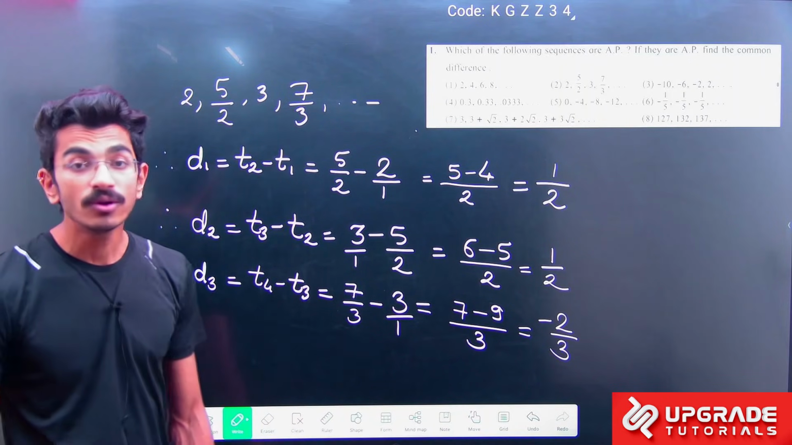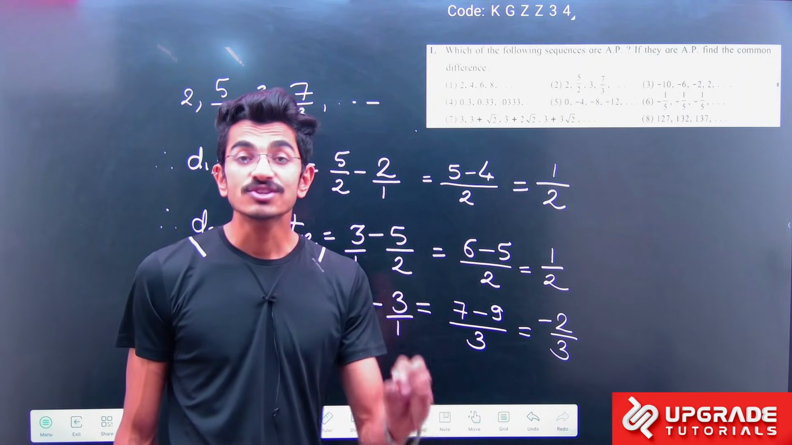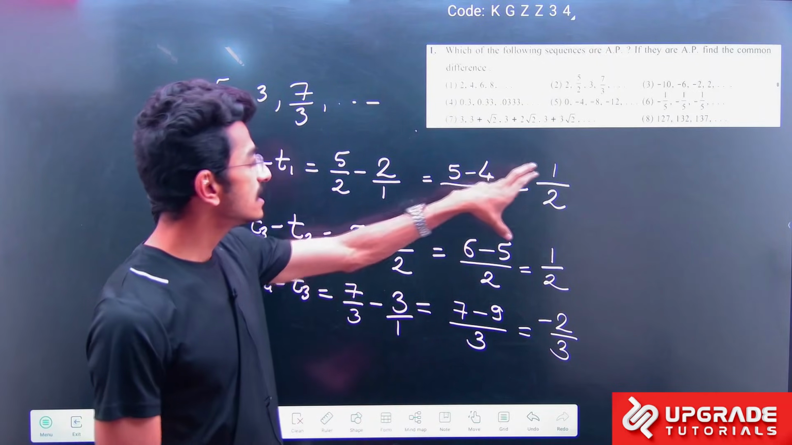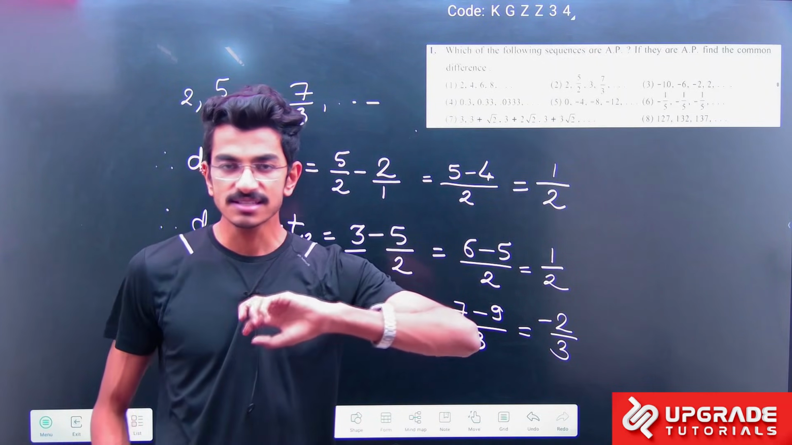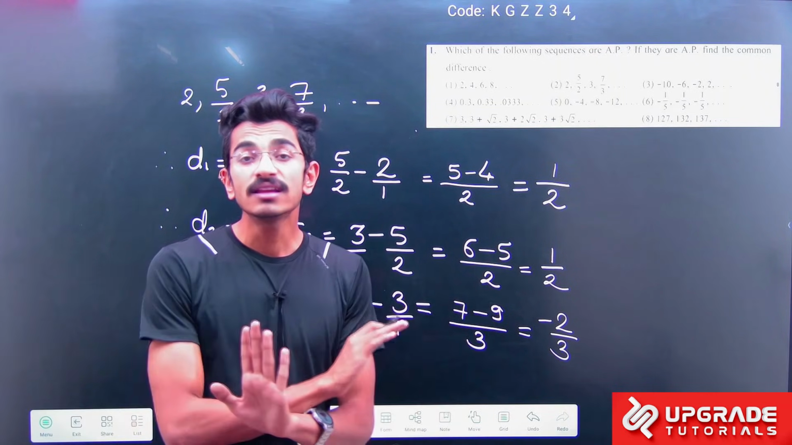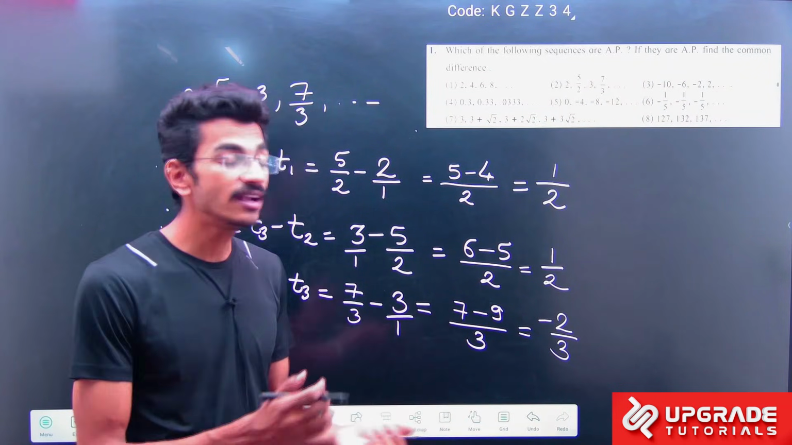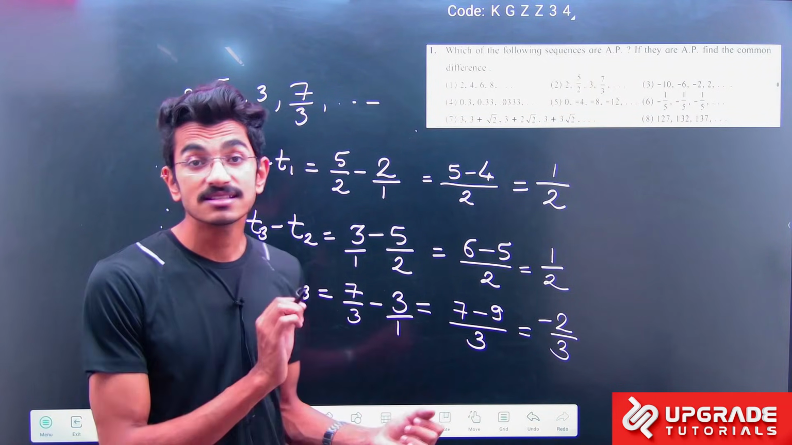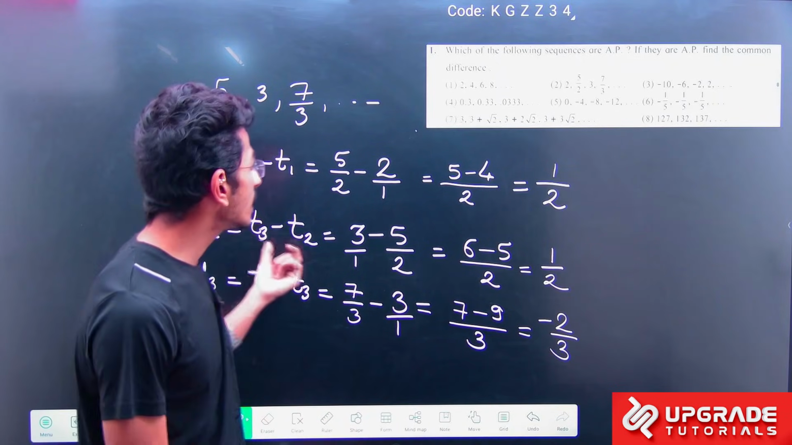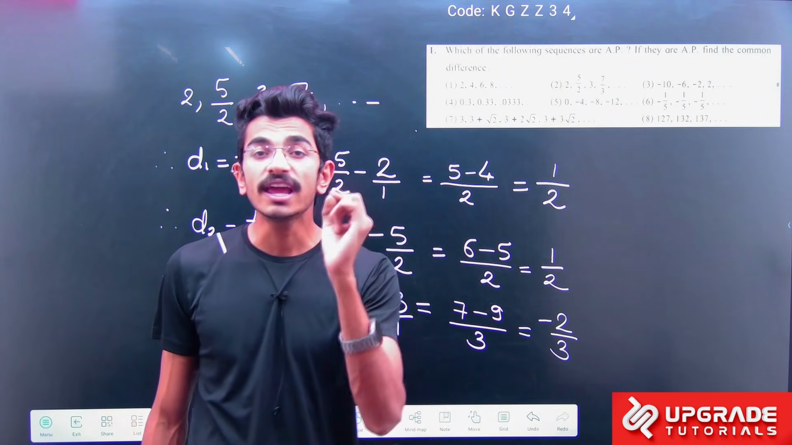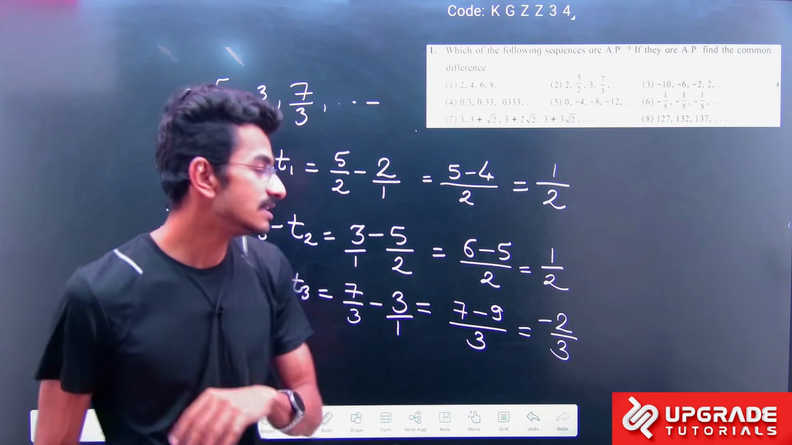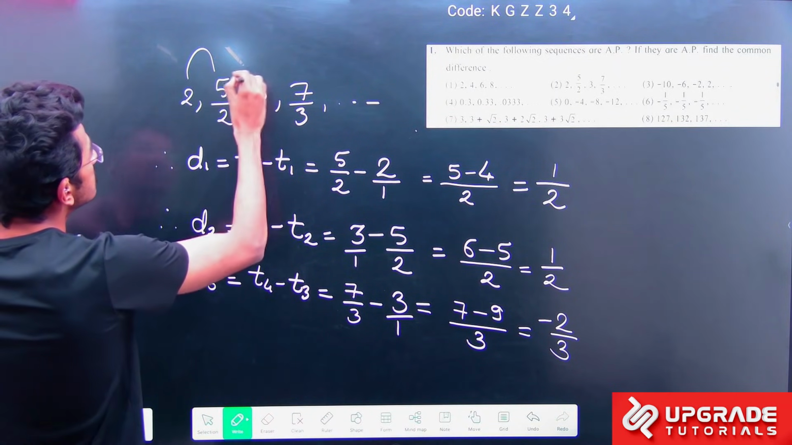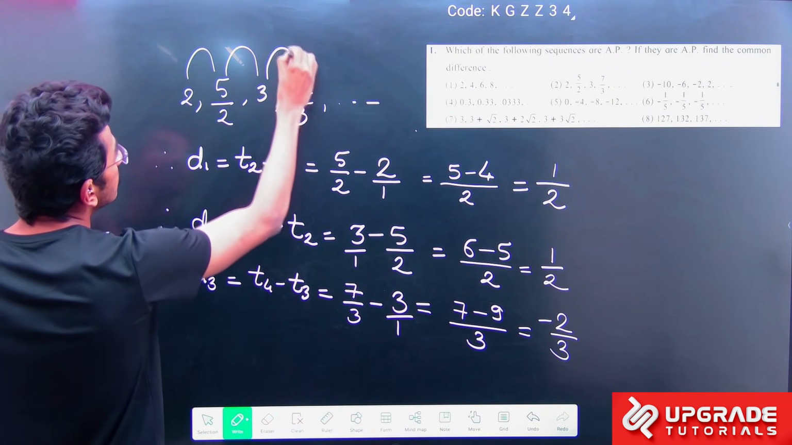Okay, so now check the differences. This question can be confusing because of what students do: they just calculate the first two differences. If the first two differences are the same, they conclude that the given sequence is in AP. But this is not the case. You have to check the difference of each and every number given in the series. Just keep that in mind. So we check these two differences, then these two, then these two.